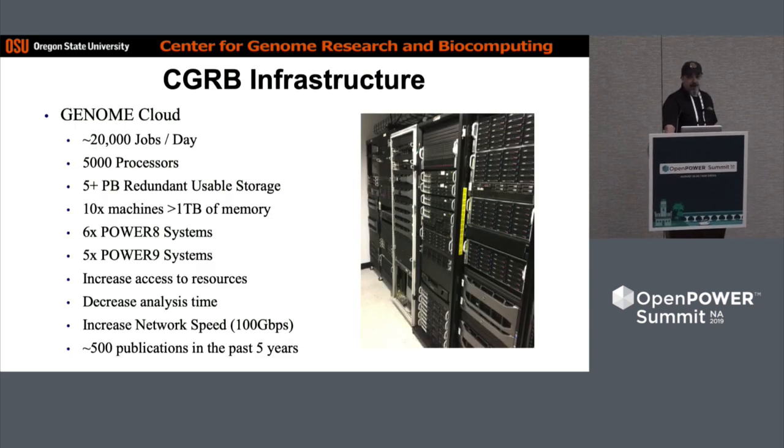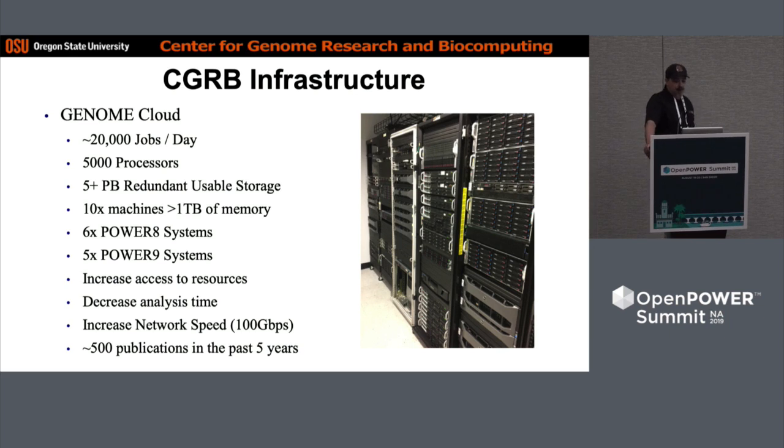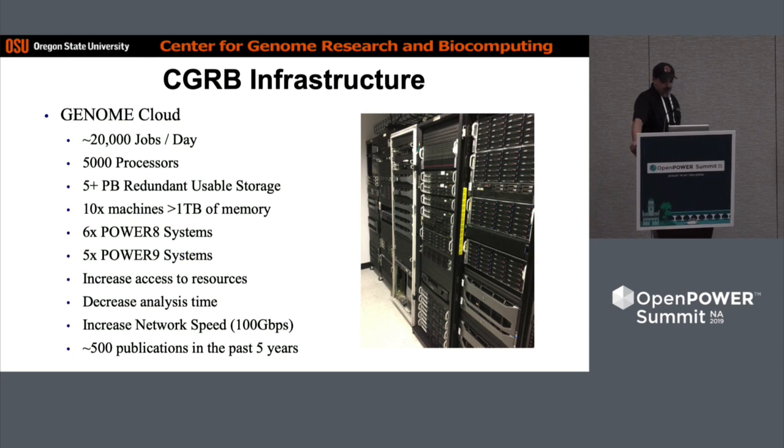I'd like to give a little background first about the Center for Genome Research and Biocomputing. We work right now with 26 departments across the entire university and a whole bunch of groups outside of our university. We usually complete about 20,000 jobs a day. We have about 5,000 to 6,000 processors going at all times. We're holding about 5 petabytes of research data. And we have quite a few machines with greater than 1 terabyte of memory to allow us to change the scope of work we can do.